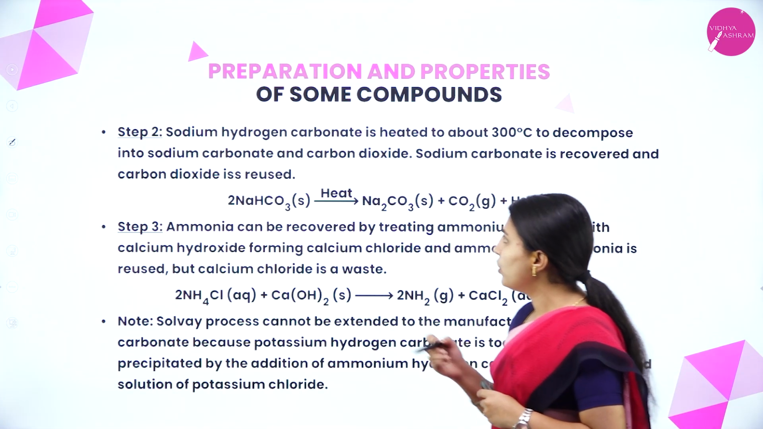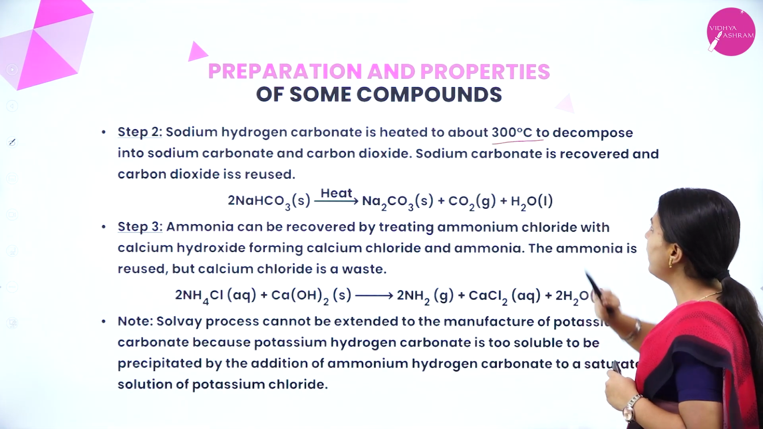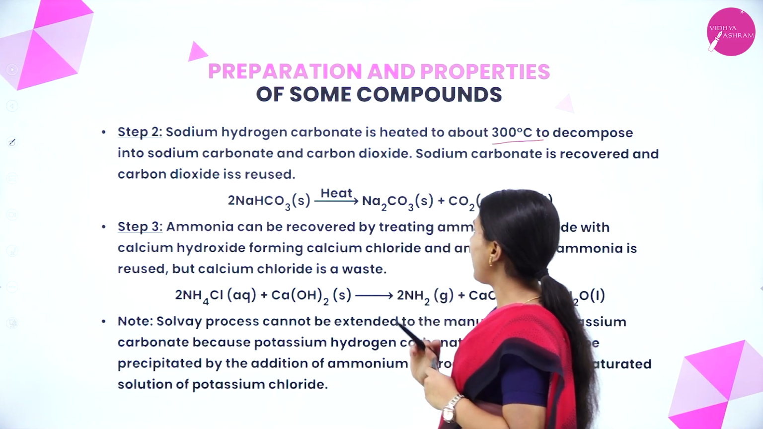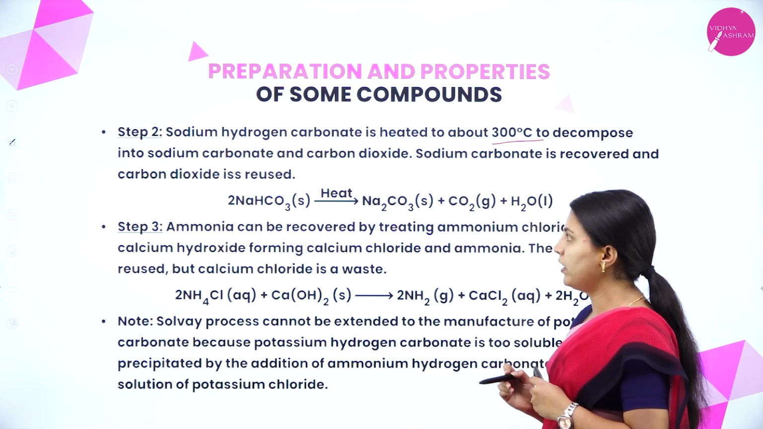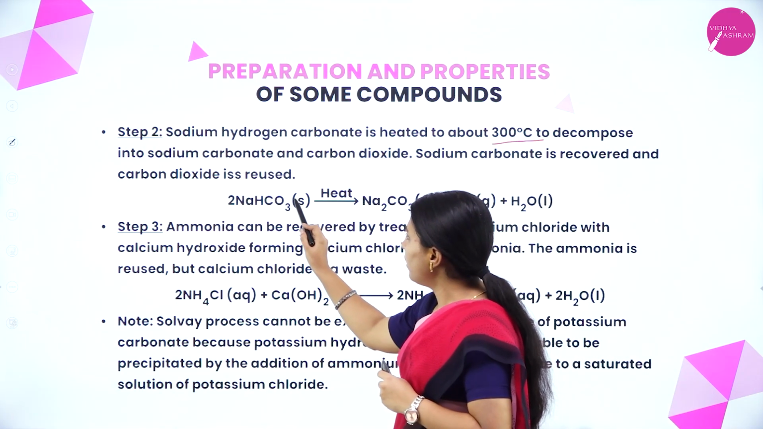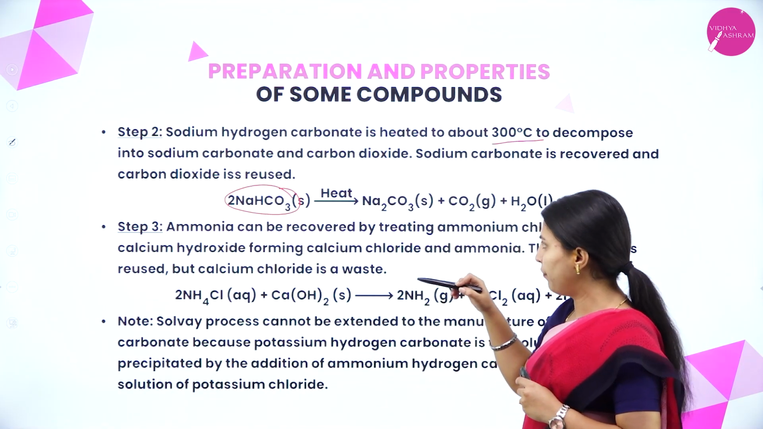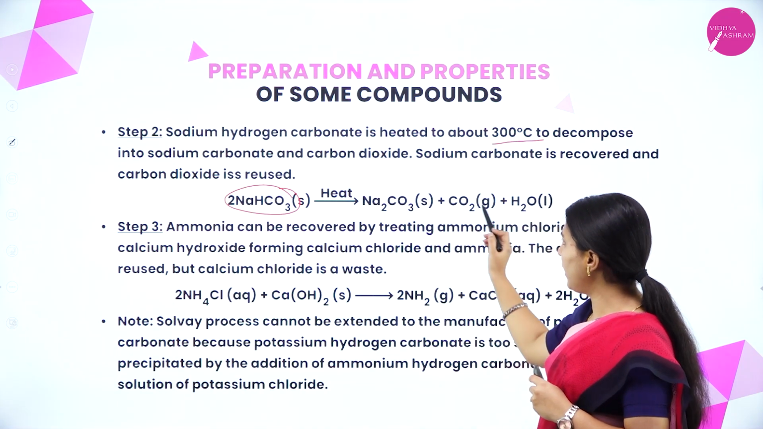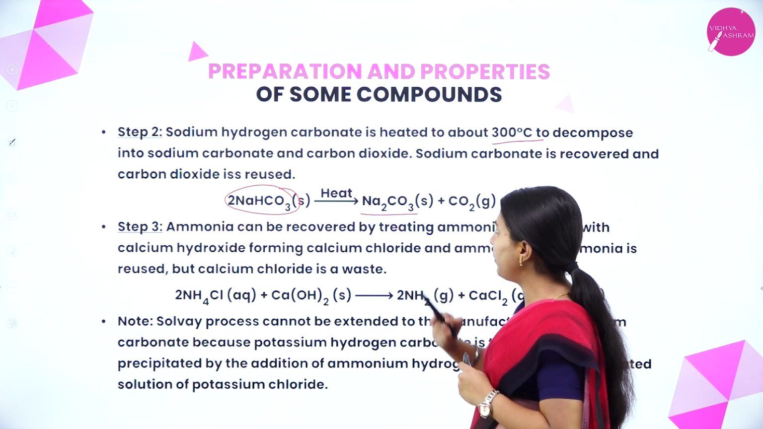In step 2, sodium hydrogen carbonate is heated to about 300 degrees Celsius to decompose into sodium carbonate and carbon dioxide. Sodium carbonate is recovered and carbon dioxide is reused. Whatever sodium hydrogen carbonate we got from step 1 will be heated or decomposed to form sodium carbonate, carbon dioxide and water. Here sodium carbonate will be formed.